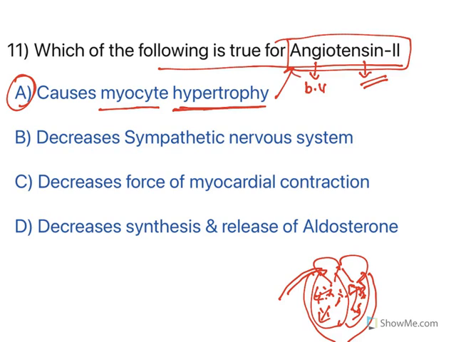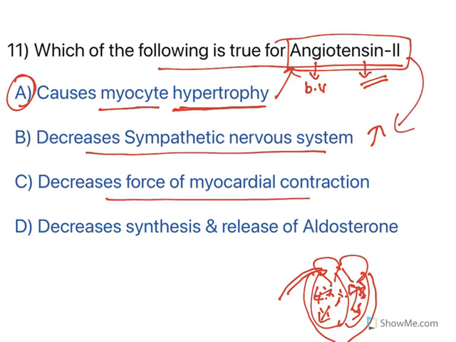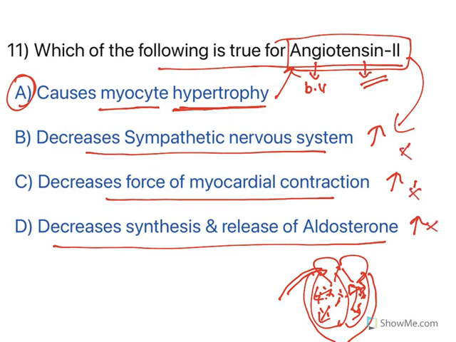What are the remaining things? Decreases sympathetic nervous system. No, in fact, angiotensin II increases sympathetic nervous system activity. Second one, decreases force of myocardial contraction. No, it increases force of myocardial contraction, which is also known as inotropic effect. Heart rate is increased. Next, decreases synthesis and release of aldosterone. No, it increases synthesis and release of aldosterone. All these are not true. The only true one is that it causes myocyte hypertrophy. But remember, all these things are actions of angiotensin II.